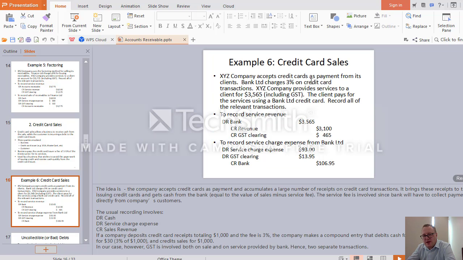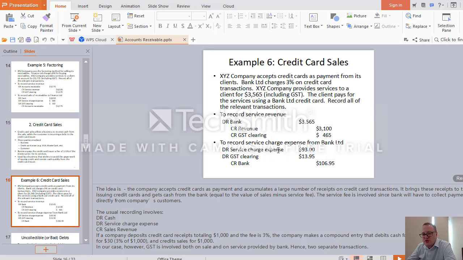The company will provide services and will accept credit cards. The bank, the intermediary, will charge 3% on credit card transactions. The value of services sold is 3,565, and the client will pay using a credit card issued by the bank. So we'll record the service revenue as usual. We debit bank, but the actual revenue is smaller because of the value of GST. So 3,565 times 3/23, you get this value, or 3,565 divided by 1.15, you get 3,100.